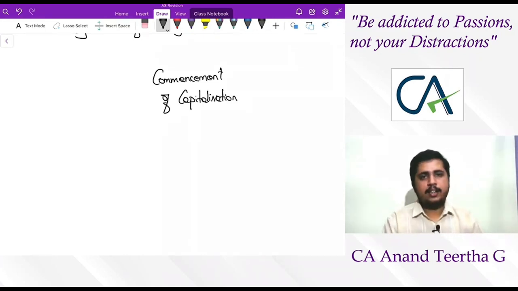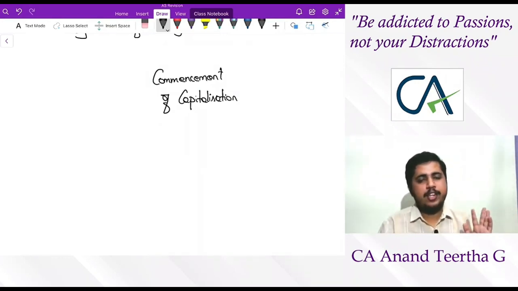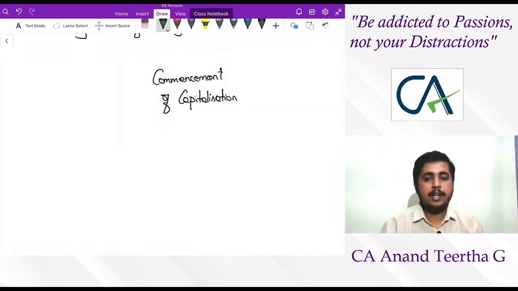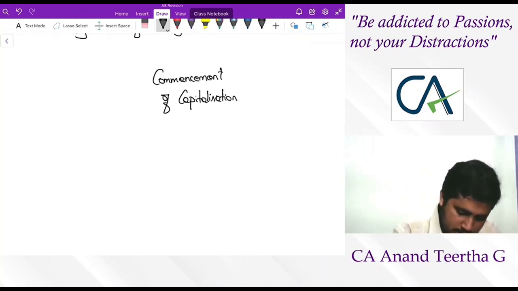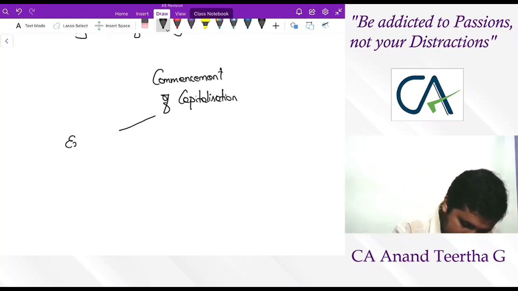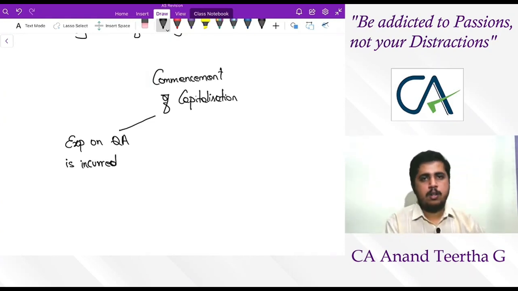So you saw that the asset is a qualifying asset. If the asset is a qualifying asset, you are allowed to capitalize borrowing cost. But when do you start it? Commencement. You have to give a start to the capitalization. You cannot directly just do it. For that, rules have been given by the standard. What are those rules? Number one, expenditure on qualifying asset is incurred. Okay, so expenditure on the qualifying asset has started, which means the work has started.